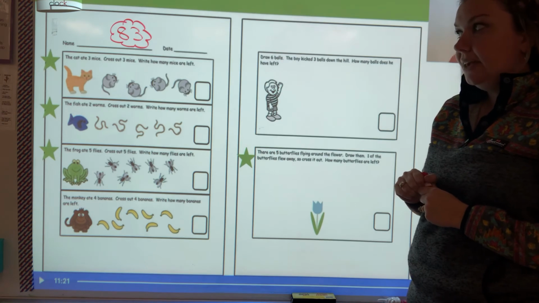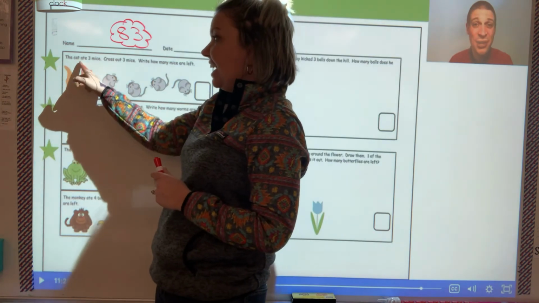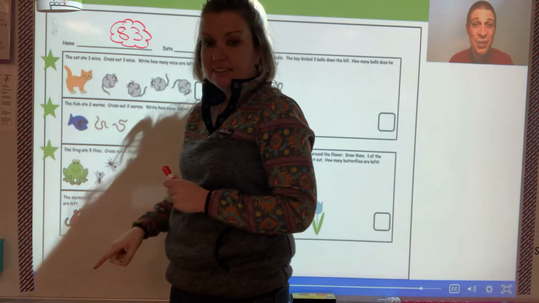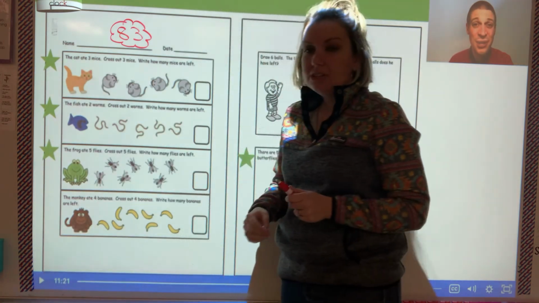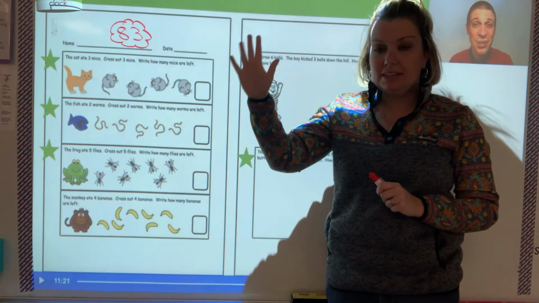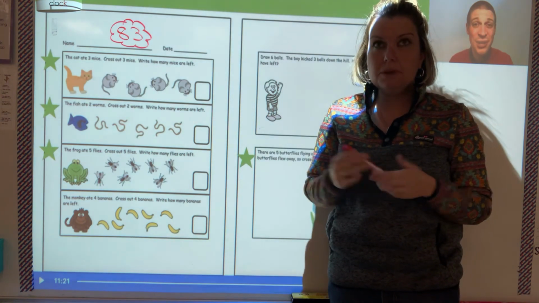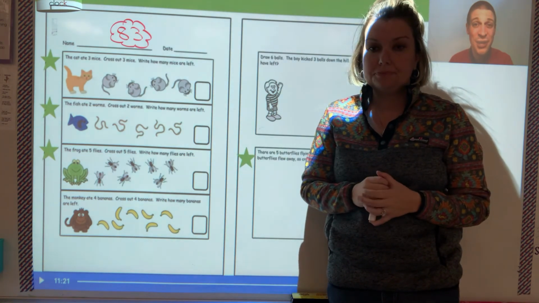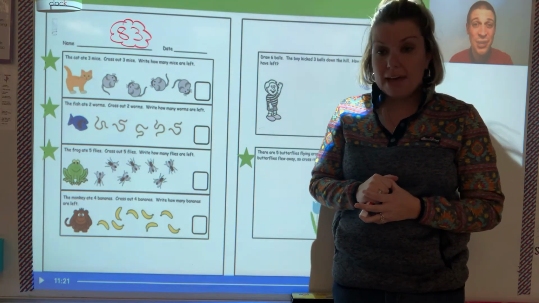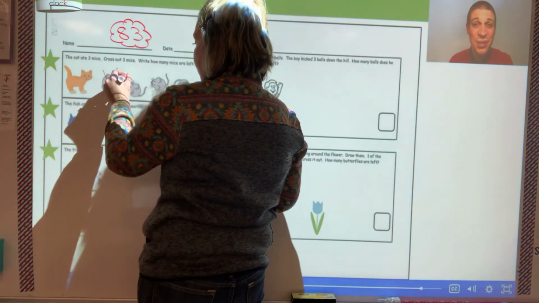The directions say, oh my goodness, the cat ate 3 mice. How am I going to show that the cat ate 3 mice? Who can raise their hand and tell me? It says the cat ate them. What do I do? You can cross them out. Yeah, the mice are gone. The cat ate 3 of them. So I'm going to cross them out.